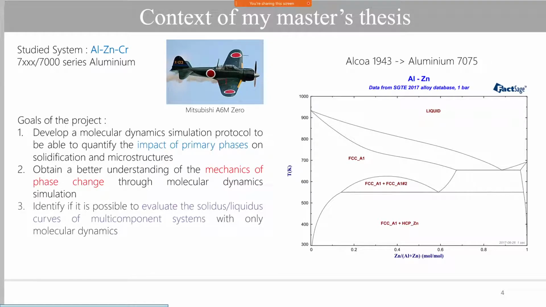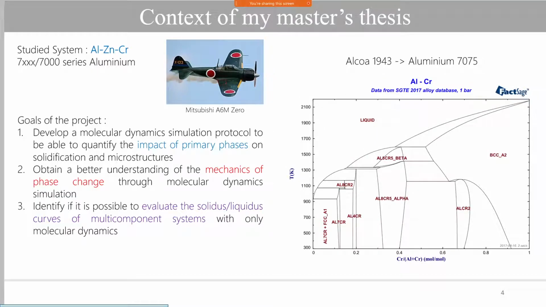The goals of my project are basically to develop a molecular dynamics simulation protocol to be able to identify the impact of the primary phases, and then get a better understanding of the mechanics of phase change through those simulations. One of the goals we had was something that GP was always wondering about: whether it was possible to obtain the solidus and liquidus curves of multi-component systems using only molecular dynamics. A more complex phase diagram in this system, which complicates the project a bit, is the aluminum chromium part, because chromium encourages the formation of intermetallics, and this is why we're focusing on it in this project. Alright, so let's go to the simulations.